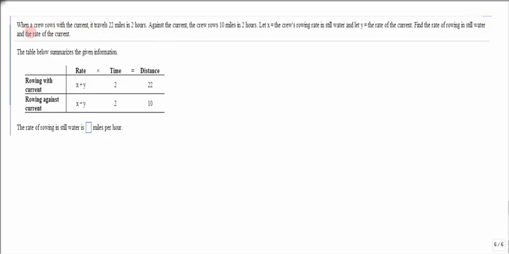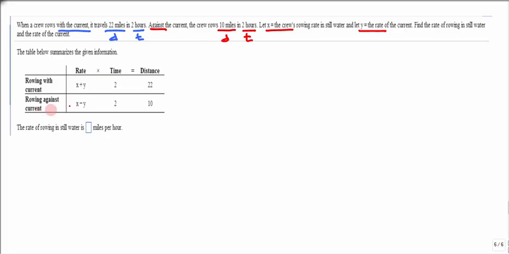It says when a crew rows with the current. So when it's with the current, that means the current is helping you go faster. It travels 22 miles, which is a distance, in 2 hours, which is a time. Against the current, the crew rows 10 miles, which is our distance, in 2 hours time. X is equal to the rowing rate in still water. Y is equal to the rate of the current. It says find the rate of rowing in still water and the rate of the current. So we're looking for two different things here.